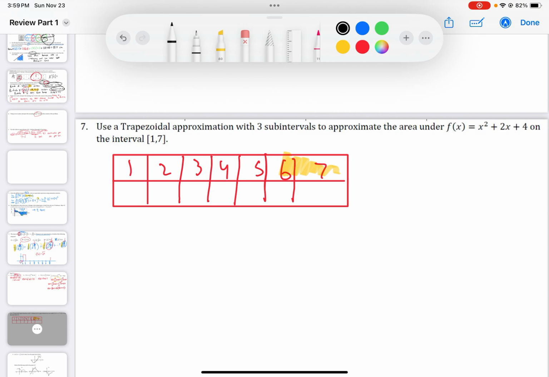All right, so what we're going to do is plug in and find function values at each one of those numbers. And I already did this. So if I plugged in 1 to the function, this is x values, this is f of x values. This would be 7, 12, 19, 28, 39.